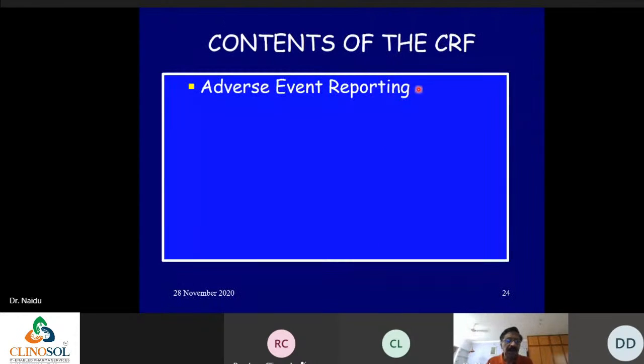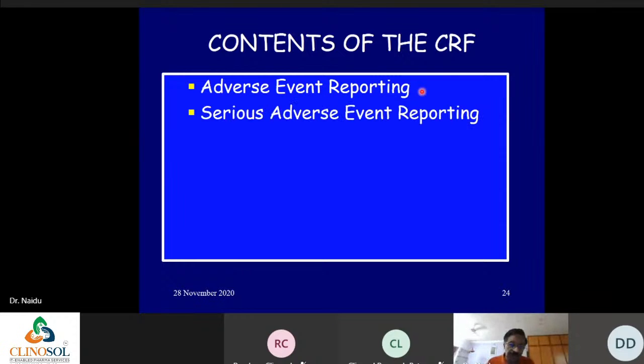Adverse event monitoring reporting is one of the most important part of case record form, and there is a definite guideline and there is a definite document specification as per each regulatory authority that has to be enclosed. So there is a ready-made adverse event reporting form is available, one can download, and that should be part of all case record form. Serious adverse event reporting also is a document which is available. It should be part of case record form.